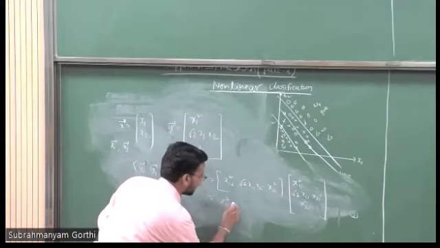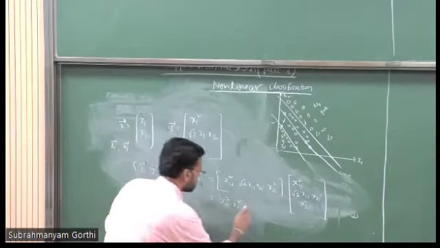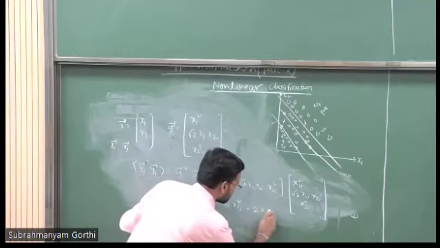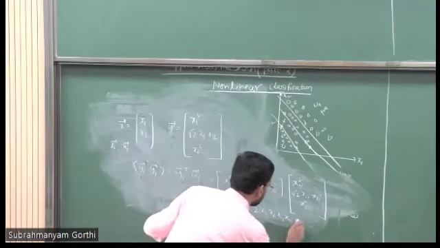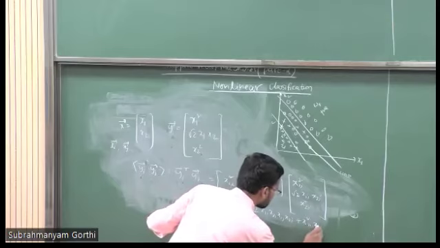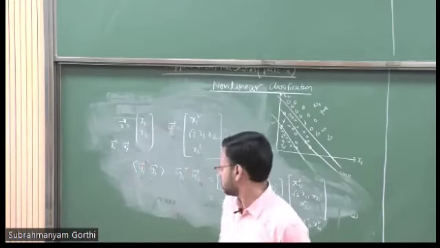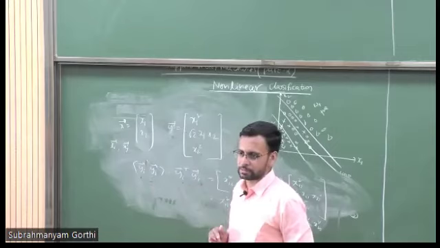x1i square times x1j square plus 2 times x1i, x2i, x1j, x2j plus x2i square, x2j square. Okay. Now, this is what I did between these transformed variables.